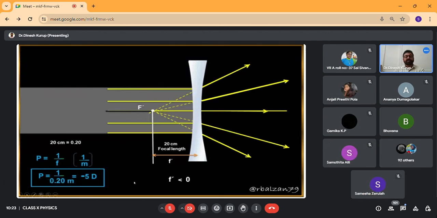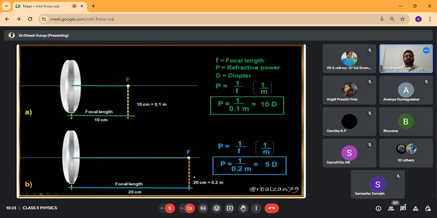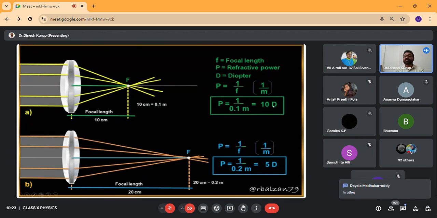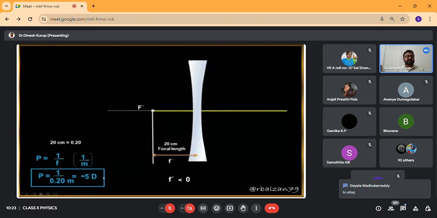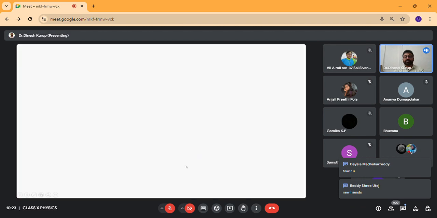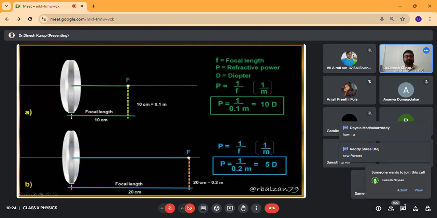Here the focal length is 10 centimeter. 10 centimeter means 0.1 meter, the power is 1 by 0.1, it is 10 diopter. Here it is 20 centimeter, so 1 by 0.2, it is minus 5 diopter because it is a concave lens.